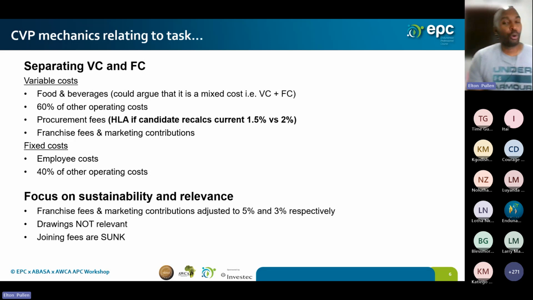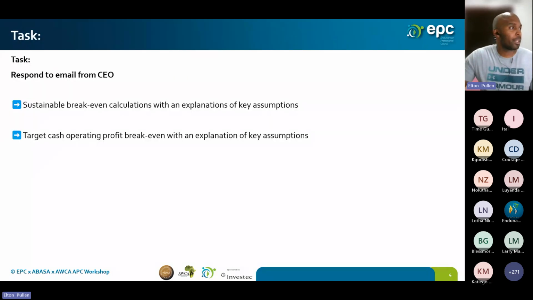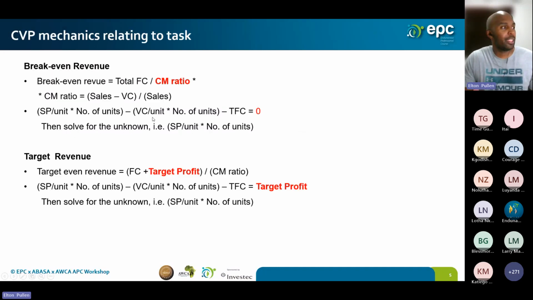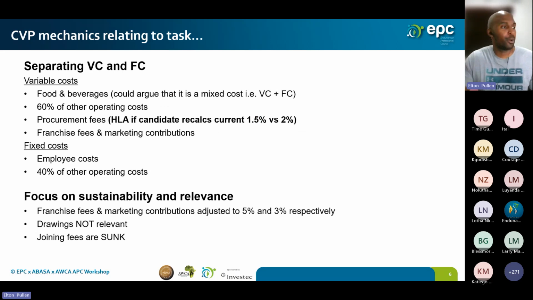Then the other thing, just in terms of the stance, because it was clearly asked, let's go back to this: it says the sustainable break even. So you had to consider things that were not sustainable. For the franchise fees, we were told we had to adjust to 5%, because that was going to be sustainable going forward, and marketing we had to adjust to 3%, because going forward that would have changed. And then drawings is probably not something we're going to do sustainably. That was just the owner at the time. And joining fees, to include that is not right, because only a new franchisee is going to pay joining fees. Not everyone's going to pay joining fees. So it's largely sunk. You didn't need to say that, but just to pick up that it's not something that everyone's going to pay.